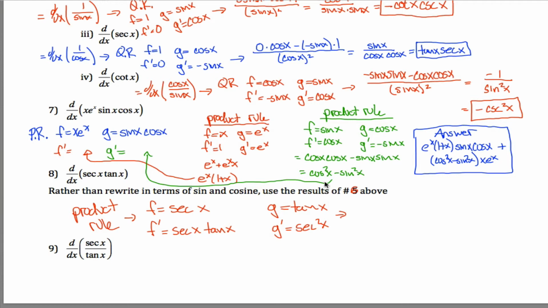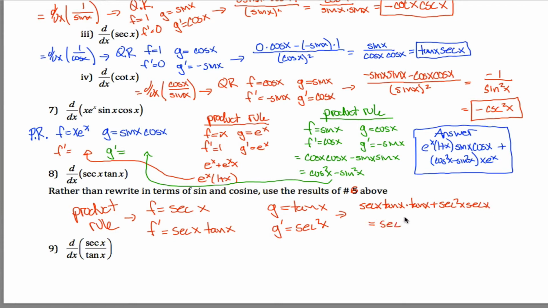The product rule tells me that the derivative of f times g is f prime, which is secant of x times tangent of x, multiplied by g, which is tangent of x, and then add to that g prime, which is secant squared x, multiplied by f, which is secant of x. What a mess. If you want, you can clean this up a little bit.